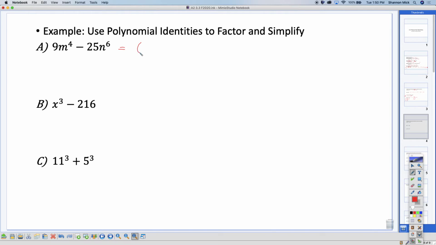3m squared plus 5n to the 3rd. Then I need its conjugate pair. So that's 3m squared minus 5n cubed.